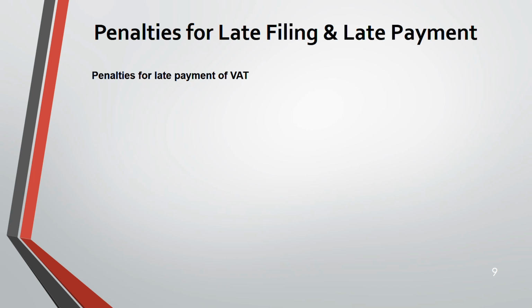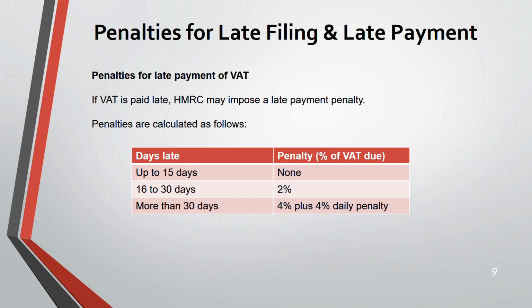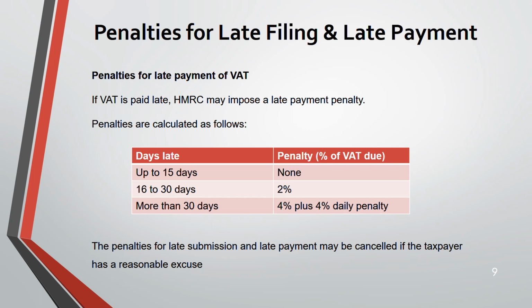Now, so that is for late filing. Now, late payment of VAT. If VAT is paid late, HMRC will impose a penalty for it. This is how penalties are calculated. This is easier. Up to 15 days, no penalty. 16 to 30 days late, 2% of the VAT due, and more than 30 days, 4% plus a 4% daily penalty, as a percentage of VAT due. The penalties for late submission and late payment may be cancelled if the taxpayer has a reasonable excuse. You can cancel these penalties if you have a reasonable excuse.